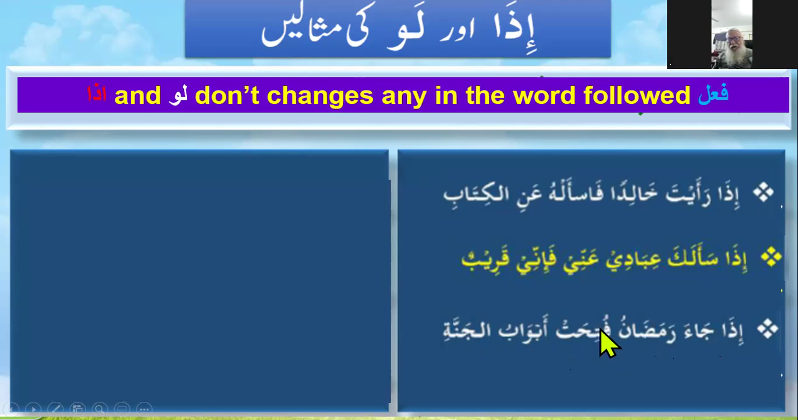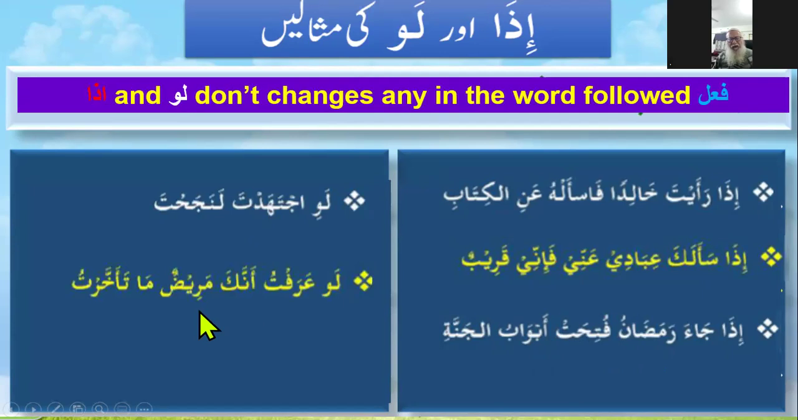Now look, فتحت أبواب الجنة, no fa is there. This fa is part of fataha, it is the fa of the fi'l. لو جدحت نجحتك. Law came, no fa. لو عرفت أنك مريض ما تأخرت. Law shart, no fa. لو سمعت القصة بكت. There is no fa. So this is the difference between iza and law. In iza, fa may come or may not come. But in law, fa does not.